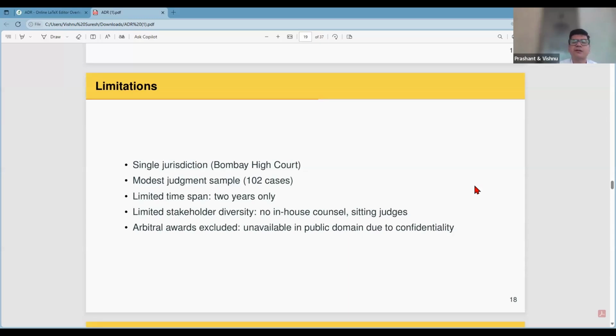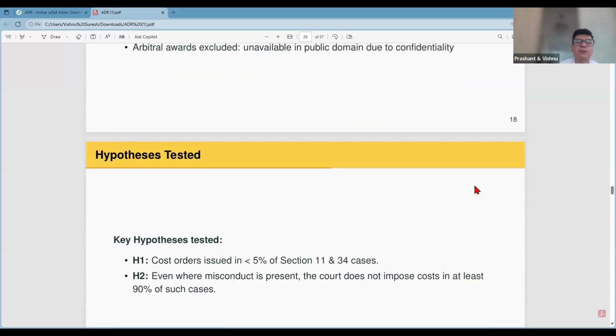The judgment sample is from 2 years of data. So only 23, 24, and it had 102 cases. We picked all cases. It was not a sample. It was all the cases in those 2 years. Stakeholder diversity: we tried to reach out to all relevant stakeholders. However, we couldn't interview any, especially government in-house counsel and sitting judges. So for these 2 stakeholders, our outreach was limited. As I said, we couldn't study arbitral awards or arbitral proceedings because these are not available in the public domain.